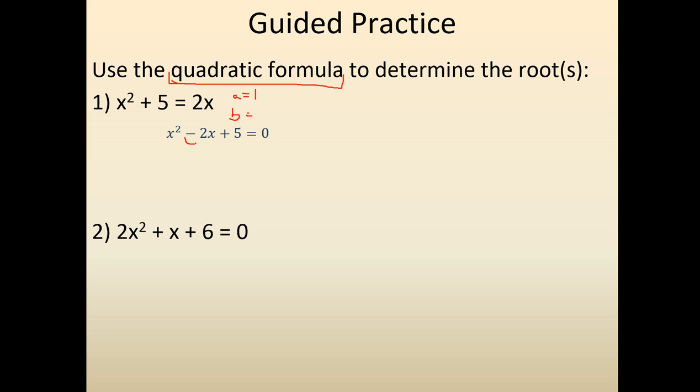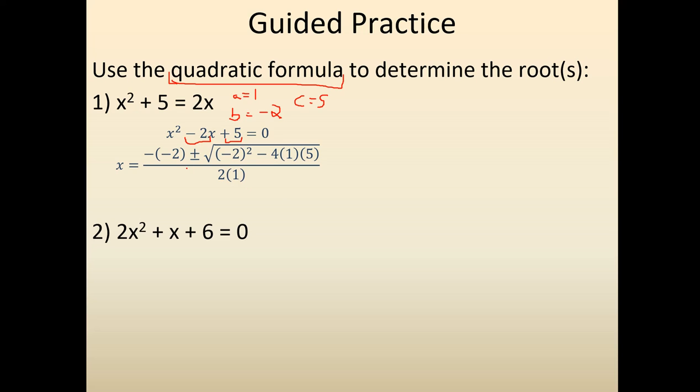b is this middle term, which is negative 2, and c is this last term, which is 5. So we're going to use the quadratic formula. It's negative b, which is negative 2, so negative negative 2 plus or minus the square root of b squared minus 4ac, all over 2a.